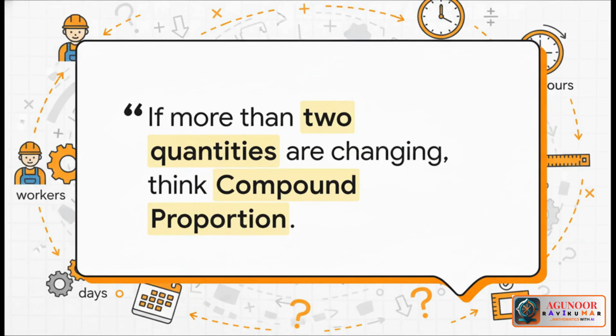So here's the number one takeaway for your exams. When you're reading a word problem and you see 3 or more different things changing at once, workers, days, hours, length, whatever it is, a little alarm bell should go off in your head that says, aha, this is a job for the compound proportion method.